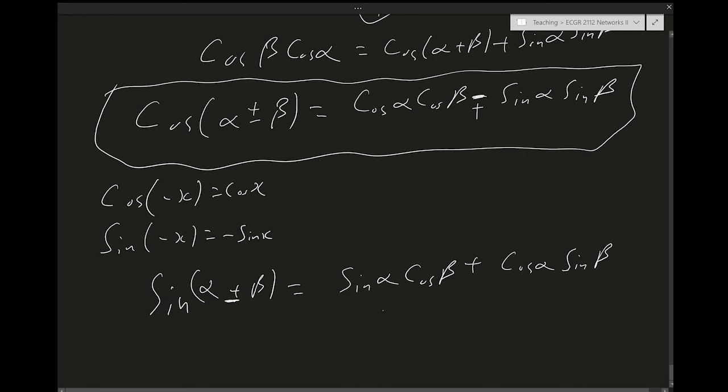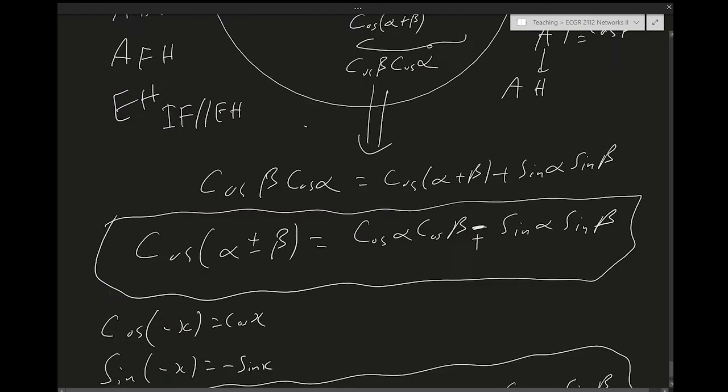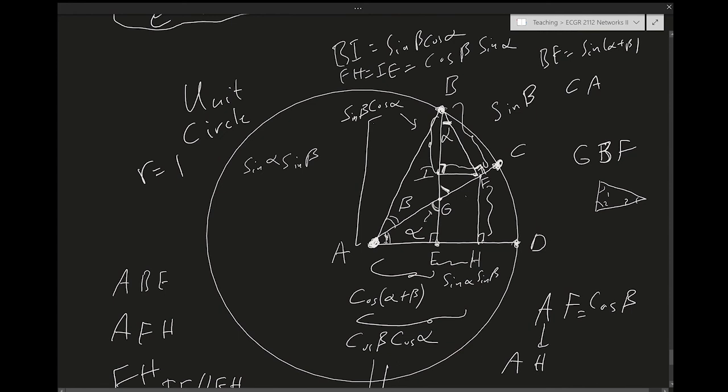So my cosine minus beta is just cosine beta. Sine minus beta is minus sine beta. So this becomes a minus here. And this is the second identity. So this is a very classic proof. You can find it anywhere, in any textbook or online, of those two identities. And it all goes back to Euclidean geometry.